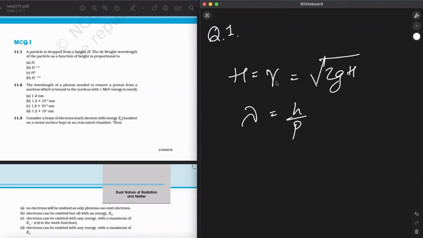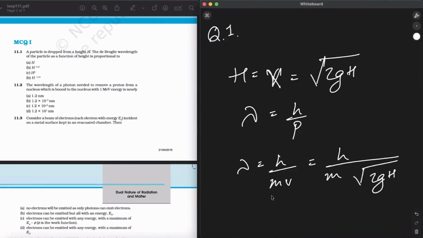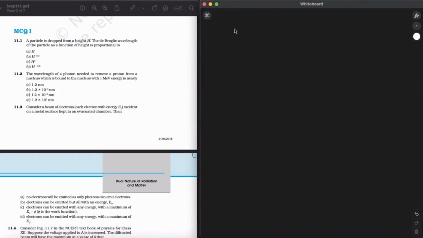So this is the velocity v. Now lambda is equal to h upon mv. So h upon m times root 2gh. So lambda is proportional to what? 1 upon under root of h. So it is 1 upon h to the power 1 by 2, so it is h to the power minus 1 by 2. So lambda is proportional to h raised to the power of minus 1 by 2. Moving onwards, question number 2.